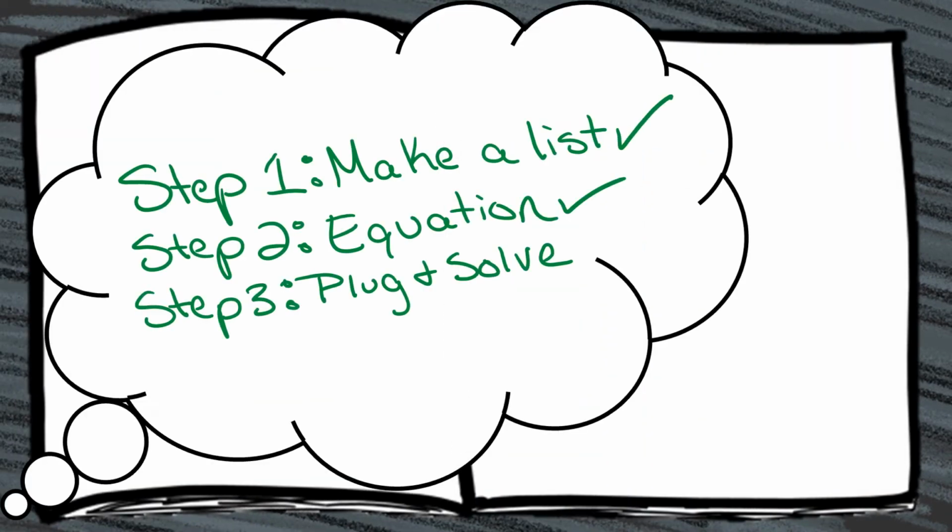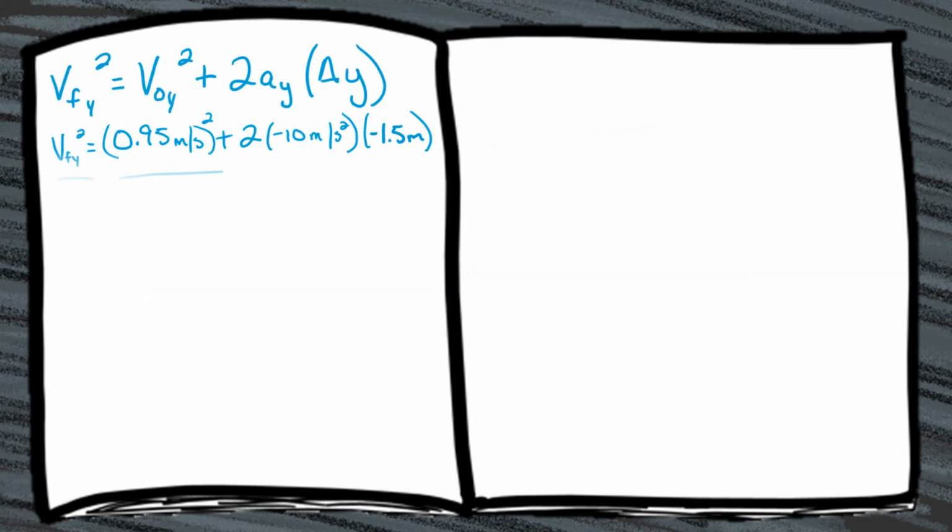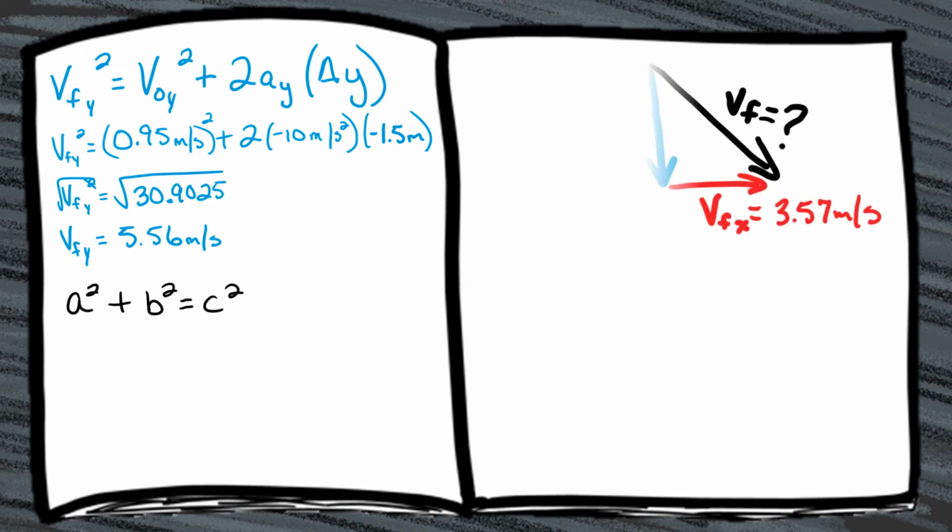That's right, Alex. Now that we have completed step 1 and 2, we must now plug and solve for the missing variable to complete step 3. And in this case, this results in the final vertical velocity of 5.56 meters per second. Now that we know both the vertical and horizontal components of final velocity, how do we figure out the resultant?